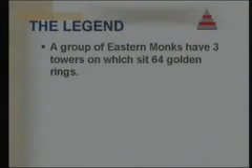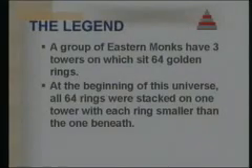The legend around the problem is that in the eastern areas, monks have 3 towers on which sit 64 golden rings. The monks are moving these rings from one stack to a third stack using another stack in between. At the beginning of the universe, the legend goes, all the 64 rings were stacked on one tower with each ring smaller than the one beneath.